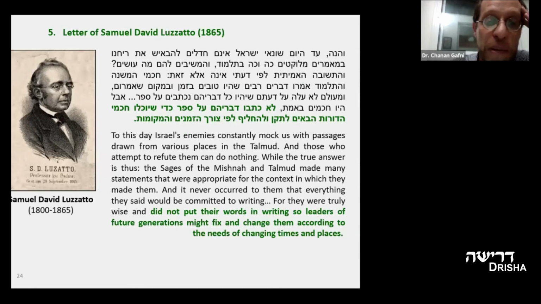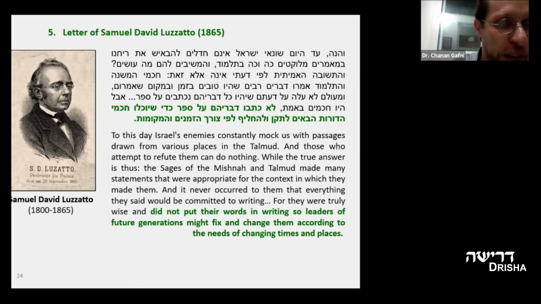One of them, the most famous one in this realm, was Samuel David Luzzatto, the Italian scholar from Padua. And he repeats this 100 times in his letters. He wrote 3 autobiographies, by the way. And in each one of them, this is a central theme. The oral law was meant to allow people to change their tradition. Look what he says here. This is one paragraph from one of his letters in 1865.